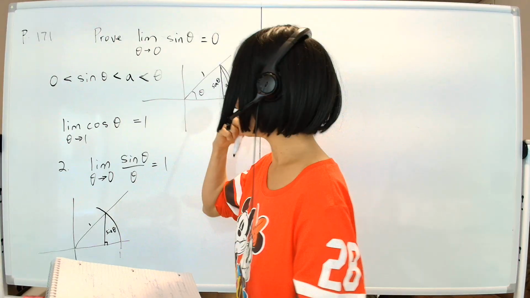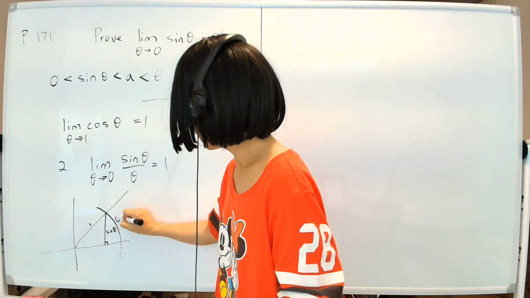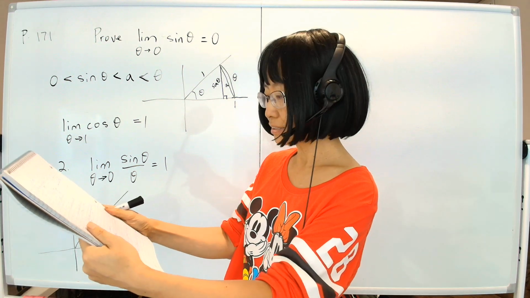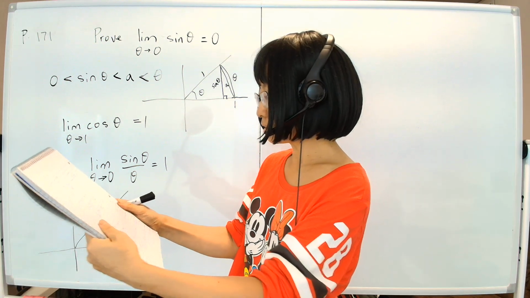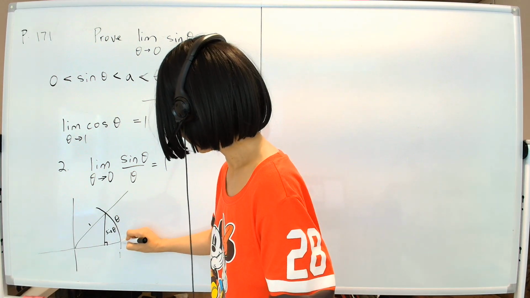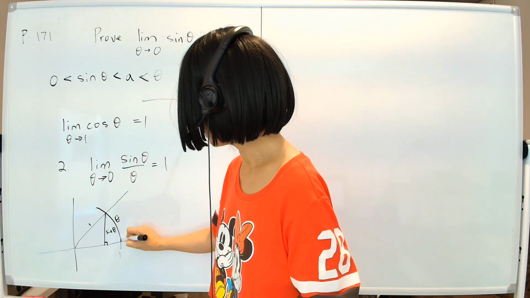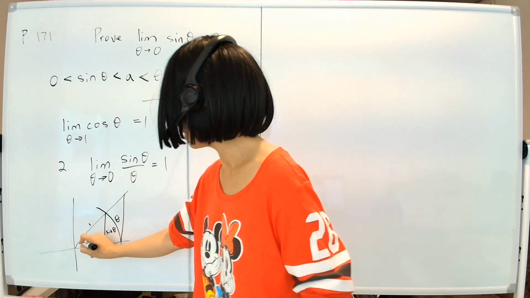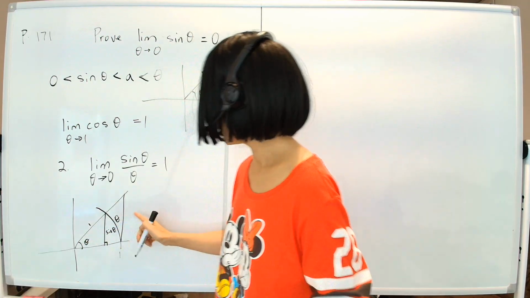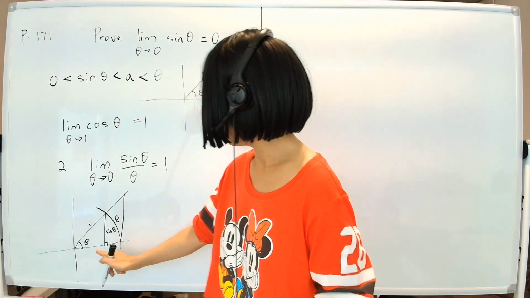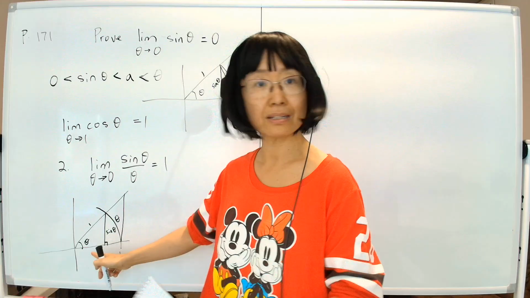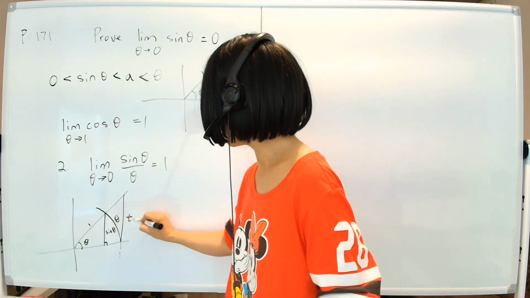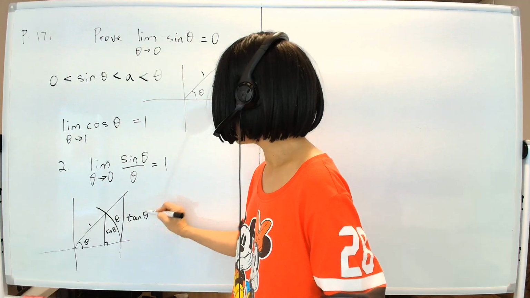And of course the arc, which is still theta. But now your book wants you to draw another perpendicular line from this point straight up. If you do the math, being that this is theta, this line over this point, opposite divided by adjacent, is what? Tangent theta. So this is tangent theta by the definition.